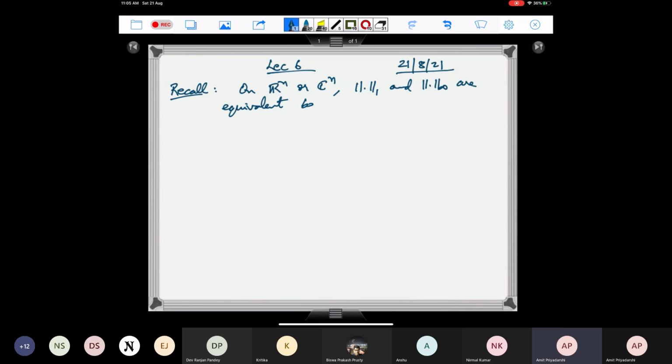This is because you can see that for any x, the infinity norm of x is less than or equal to the one norm, and the one norm is less than or equal to n times the infinity norm.